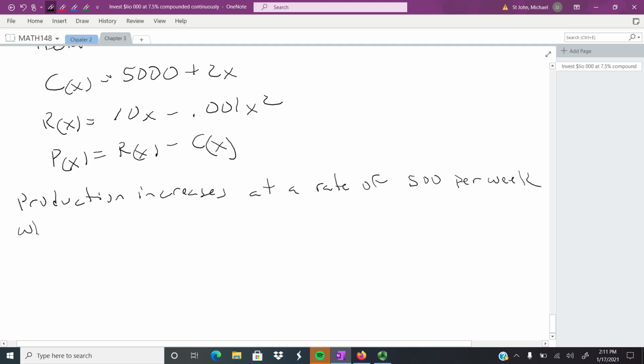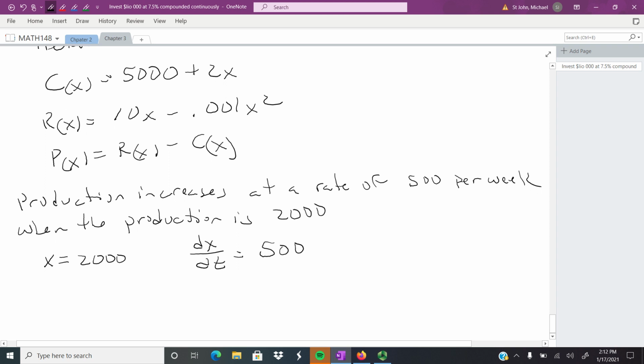When the production is 2,000. Right. So what that is telling us is that x is 2,000, and the rate of change in x, which is going to be dx/dt, is going to be 500.